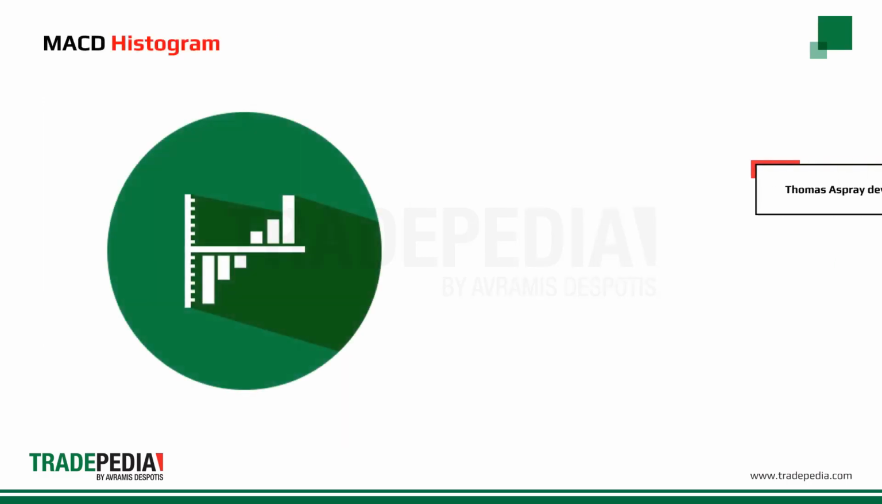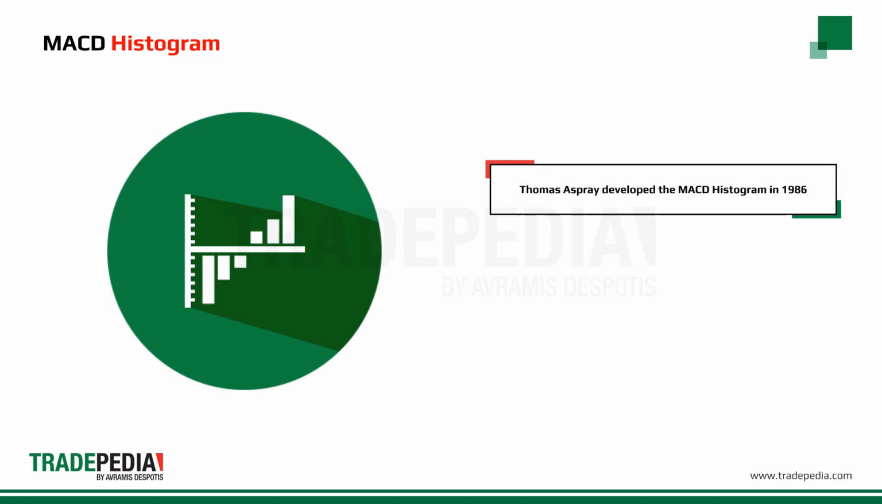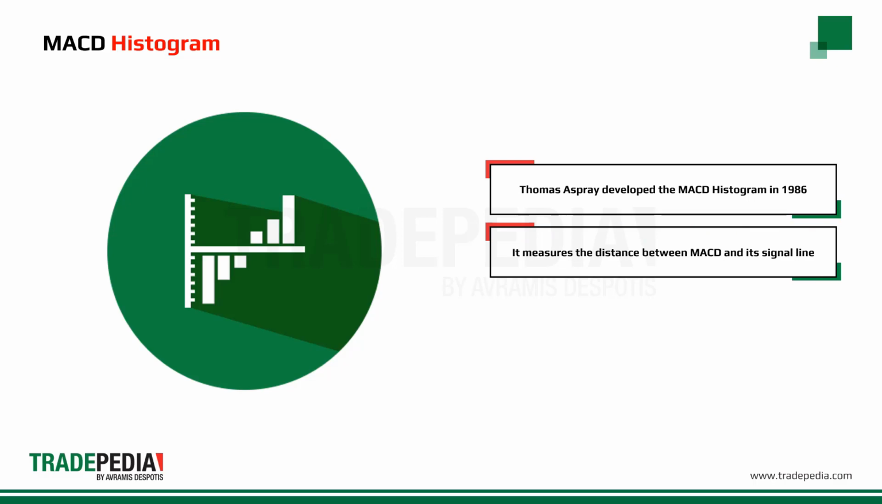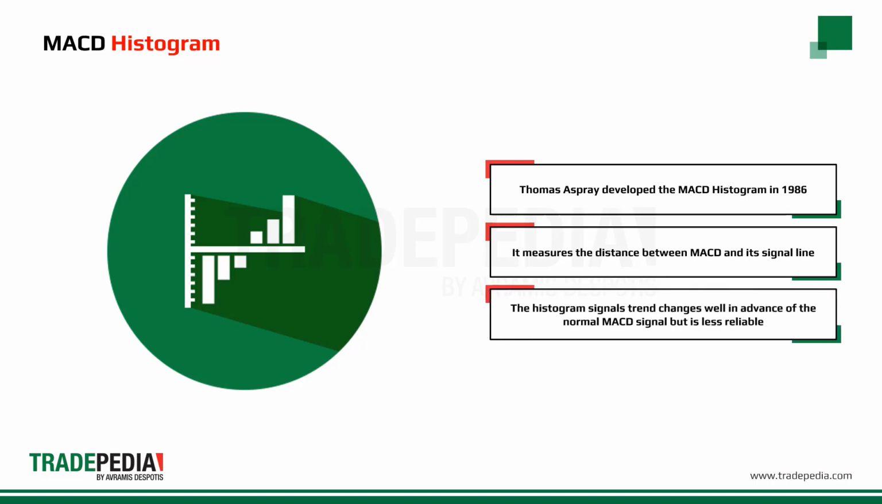Using the MACD, Thomas Aspray developed the MACD histogram in 1986. It measures the distance between MACD and its signal line. Because MACD uses moving averages that lag price, the MACD histogram can alert chartists to an imminent signal line crossover in MACD. The histogram signals trend changes well in advance of the normal MACD signal, but is less reliable.